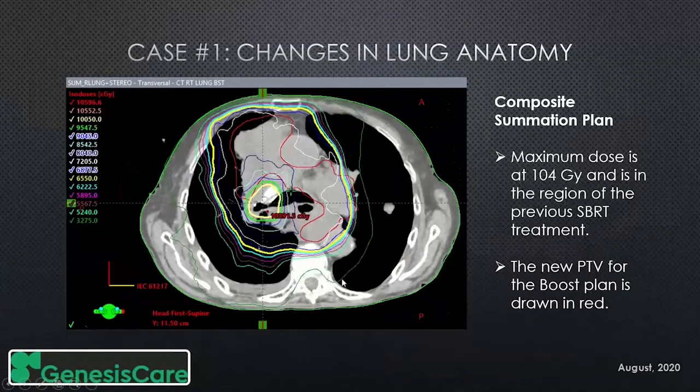I know this is a busy slide. This just shows the overlay. It's a summation plan that shows the initial SBRT volume, as well as the current treatment volume. The red line, if you can follow that, that is the actual revised PTV for the boost. Now, the maximum dose is going to almost 104 gray. So again, it's very important that we follow this closely to make sure that we don't cause problems in the patient due to tissue necrosis.